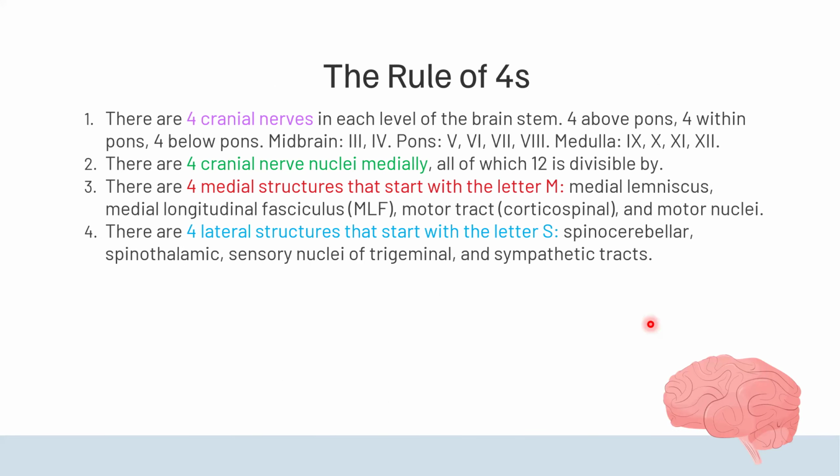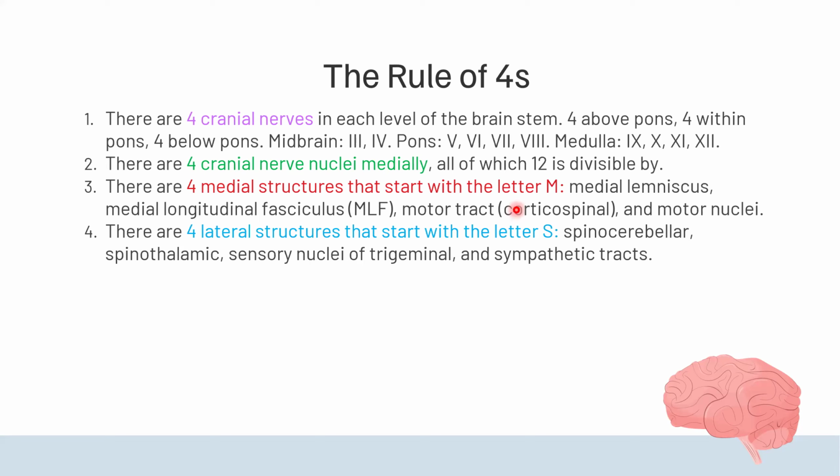The rule of fours includes 4 rules talking about 4 different things, and each one is about 4 different entities. So the first one tells me that we have 4 cranial nerves in each level of the brainstem. So remember, I told you we have 4 above the pons because we have 1 and 2 going from the brain directly, and then we have 3 and 4 within the midbrain. And then we have 4 within the pons, which are our 5, 6, 7, and 8. And then lastly, we have 4 below the pons or within the medulla. And those are our 9, 10, 11, and 12.